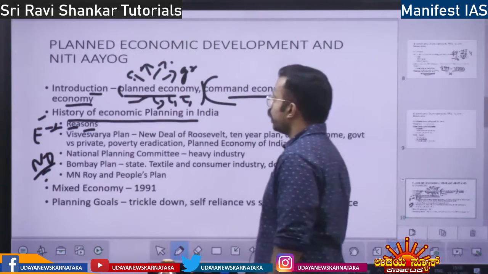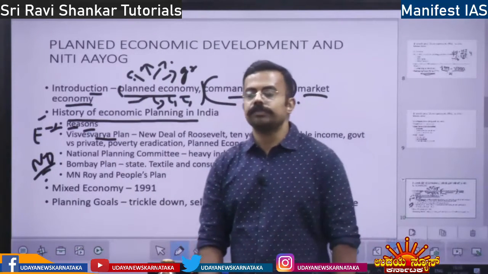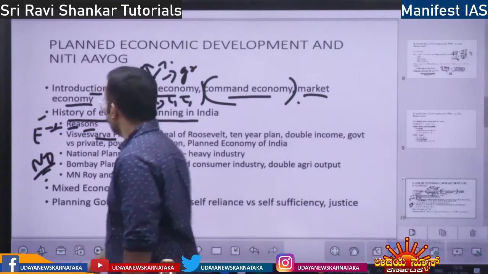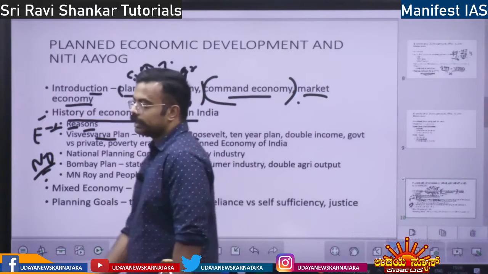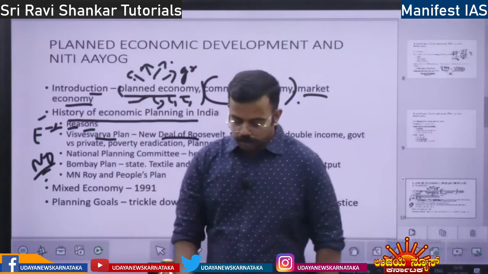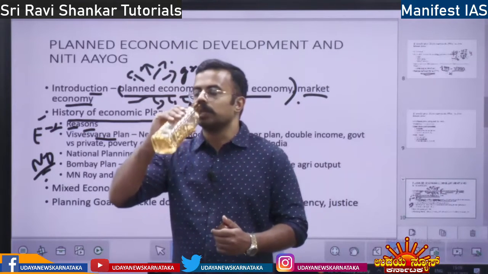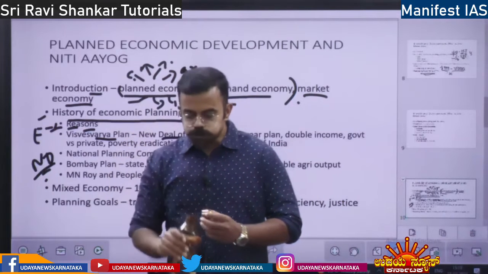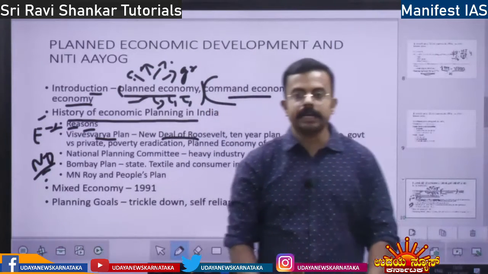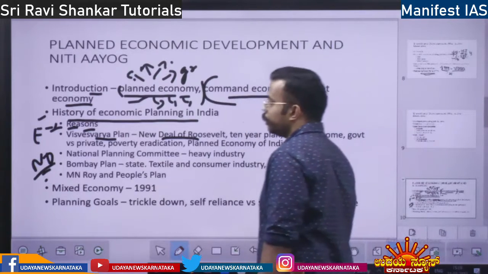These are the reasons. First plan we have in 1934, the Visvesvaraya plan. Visvesvaraya plan in 1934. He gets inspired by the New Deal of Roosevelt. What is this New Deal? Roosevelt. Who is Roosevelt? Theodore Roosevelt. American president during the Great Economic Depression. The Great Economic Depression happened in 1929. There, Roosevelt will be the president.